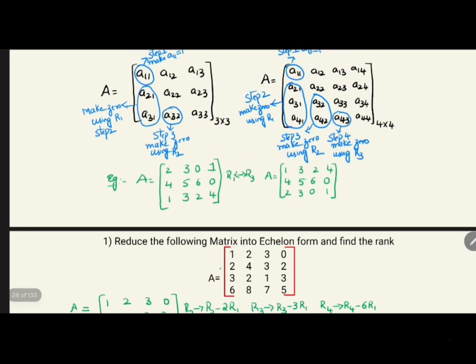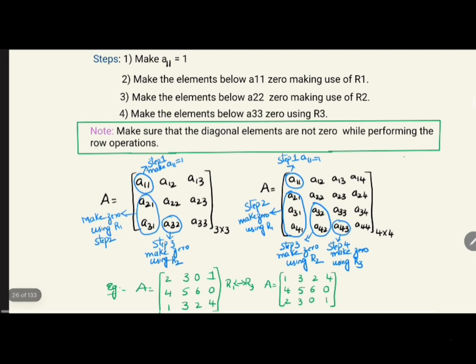You have to follow these steps compulsorily. First make A11 1, then make the elements below A11 0, then make the elements below A22 0, then make the elements below A33 0. First you have to make use of R1, R2 and R3, but make sure that the diagonal element should not be 0, because if the diagonal elements are 0, we cannot perform any row operations, right? The elements become 0. 0 into something is 0, right? So for that reason, make sure that the diagonal elements are not 0.